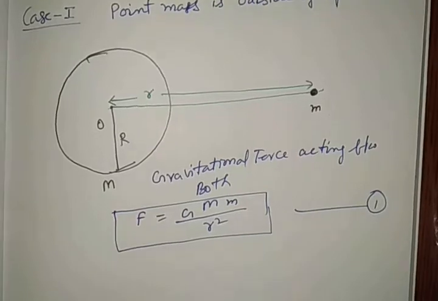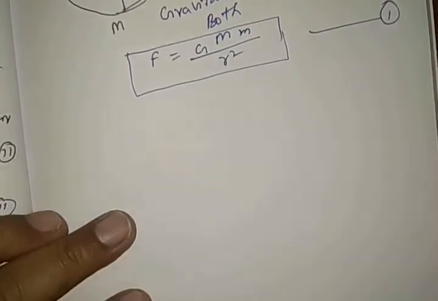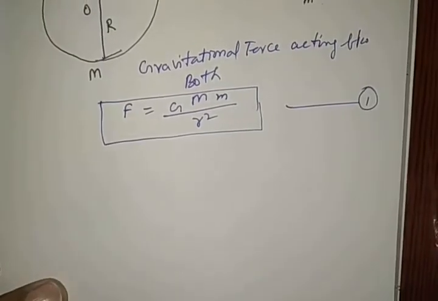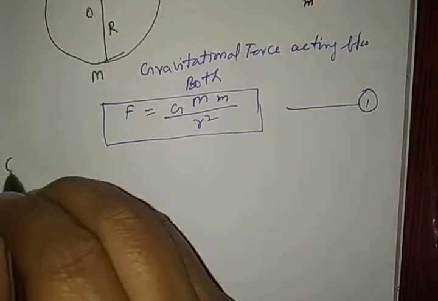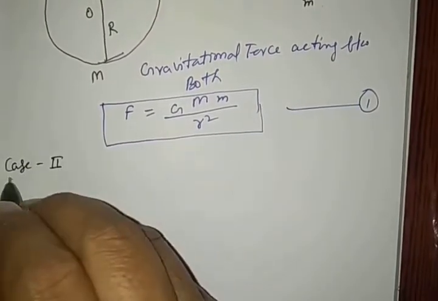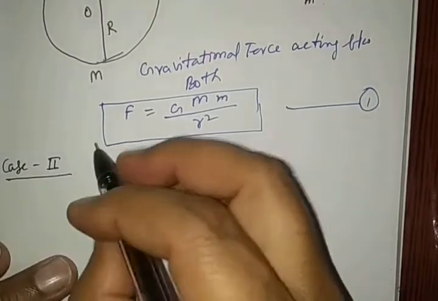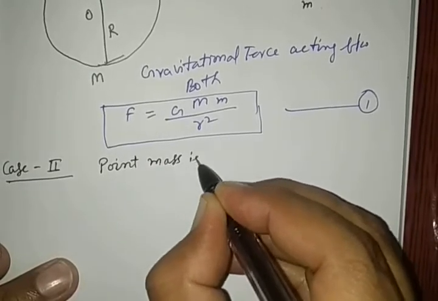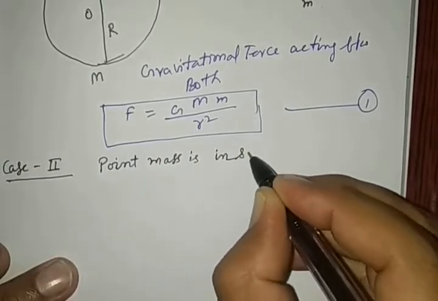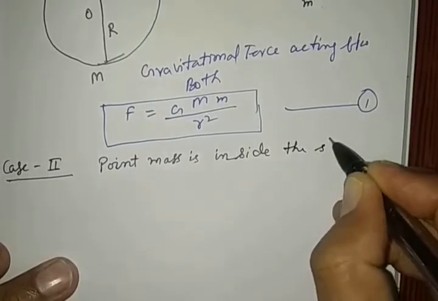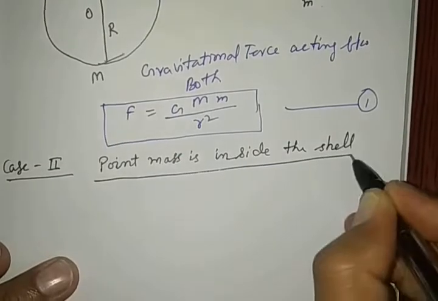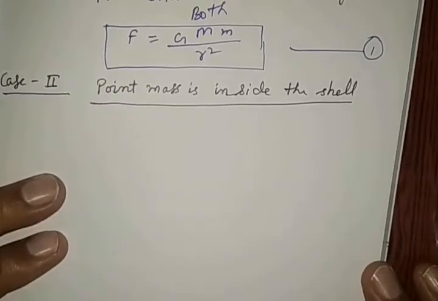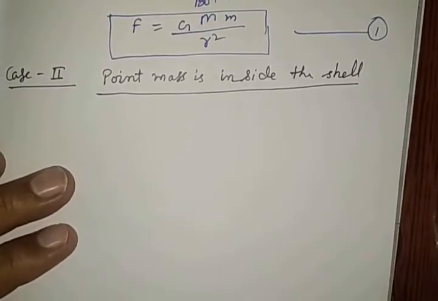Now we are going to see a different case. What is the different case here? See carefully. This is case number 2. In case number 2, we are taking the point mass inside the uniform density cell. It is inside that. So it can be understood from the diagram.